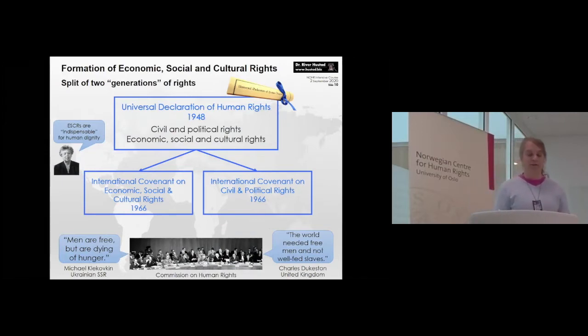And on the other hand, the representative from the United Kingdom said the world needed free men, not well-fed slaves. So he was emphasizing that civil and political rights were more important than economic, social, and cultural rights.